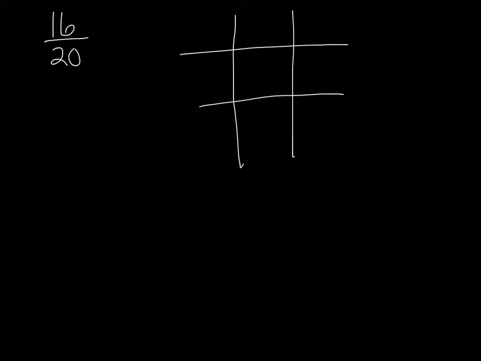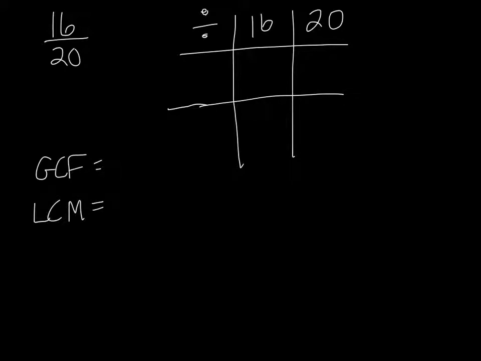Our next example is 16/20. So I've given it to you as a fraction. However, I can also look at this as two separate numbers, 16 and 20. So I'm going to start by making my tic-tac-toe chart. And I put a division sign up in the corner. And the numerator goes first, so that's 16 and 20. And I know that I can find the greatest common factor, the least common multiple, and the simplest form.